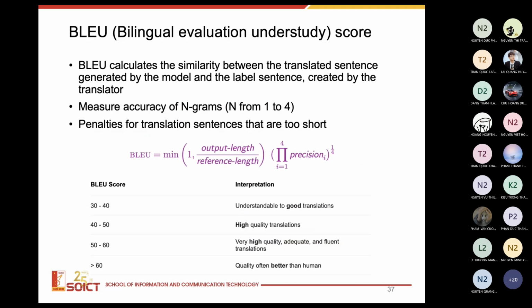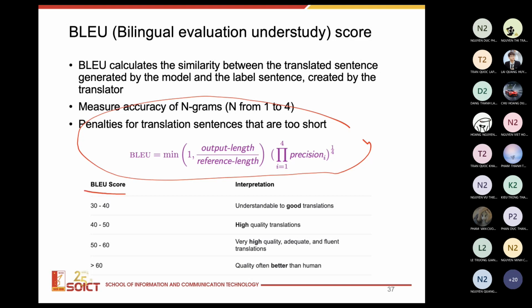Okay. So to evaluate the machine translation model, people actually use the BLEU score. BLEU is bilingual evaluation understudy. So the BLEU score calculates the similarity between the translated sentence generated by the model and the label sentence created by the translator. It measures the accuracy of n-grams, with n from 1 to 4, for example, and it has a penalty for translated sentences that are too short, right? So this is the formulation for the BLEU score.